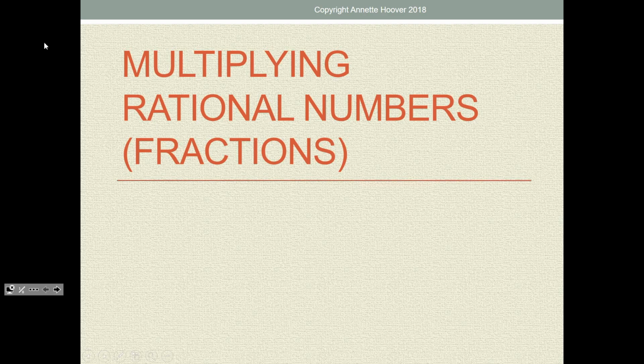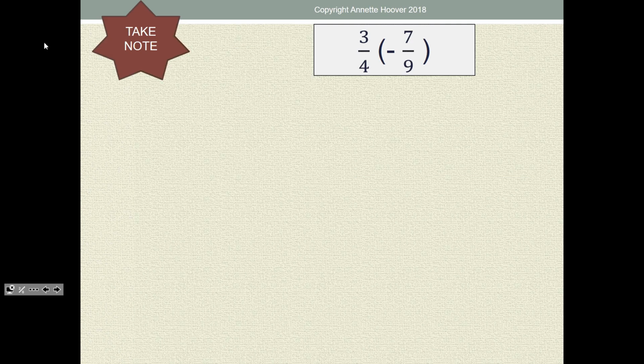Today we're going to look at the multiplication of rational numbers, which means the multiplication of fractions. We're not doing decimals, this happens to be fractions. Here's our first example. We have 3/4 times a negative 7/9.